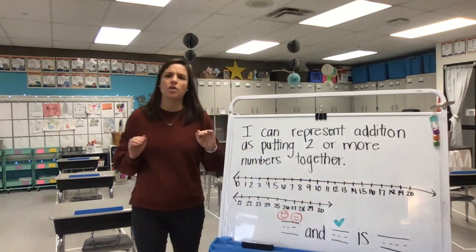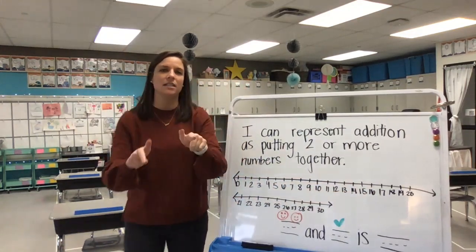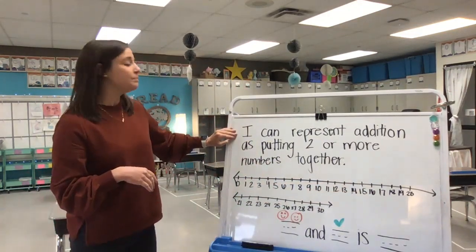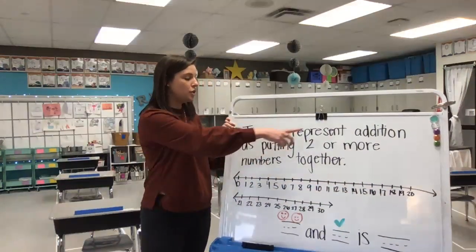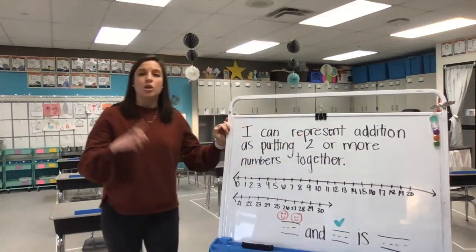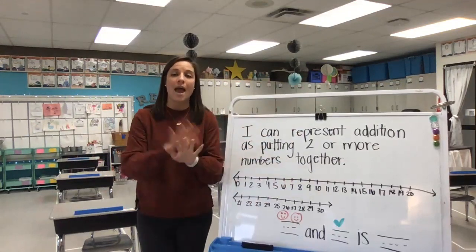Very good. Let's do a roller coaster cheer. Click, click, click. Woo! We made it to the end. Awesome job. So now let's take a look at what our learning target will be today. It says, I can represent addition as putting 2 or more numbers together. That big word represent means you're able to look at words and know that those words mean that we're adding.